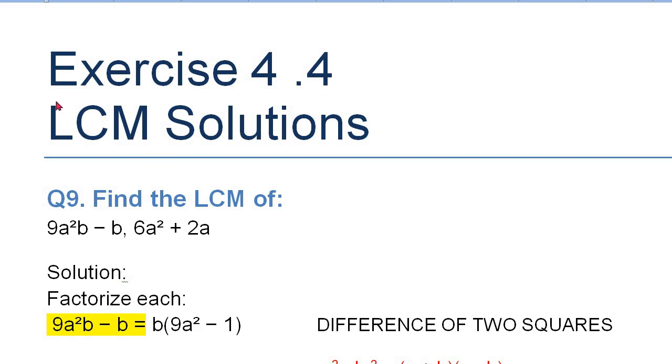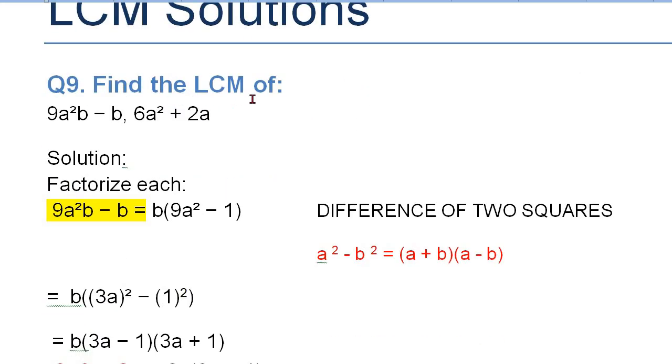Bismillahirrahmanirrahim. We are going to continue exercise 4.4. Now the next topic is LCM. We have to find the LCM of these two polynomials: 9a square b minus b, and 6a square plus 2a.